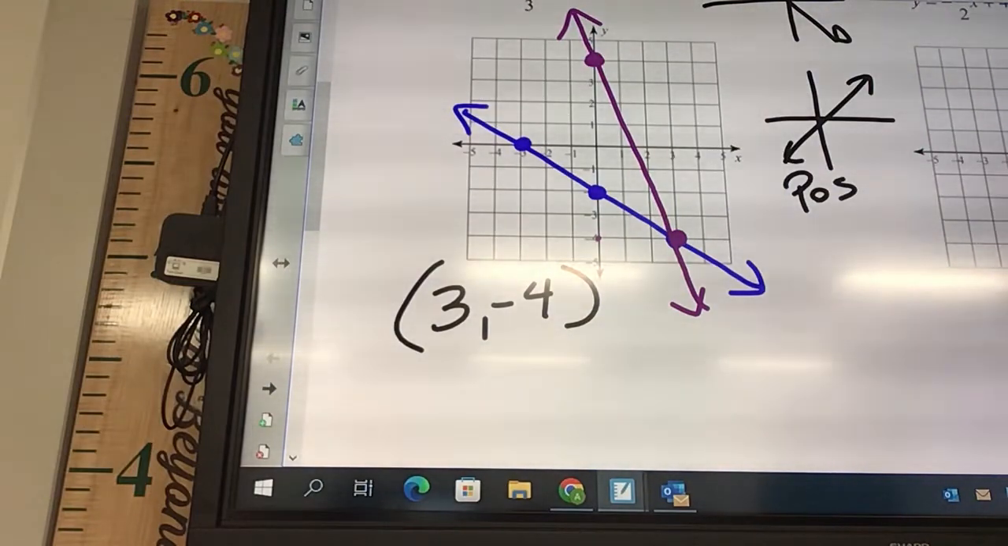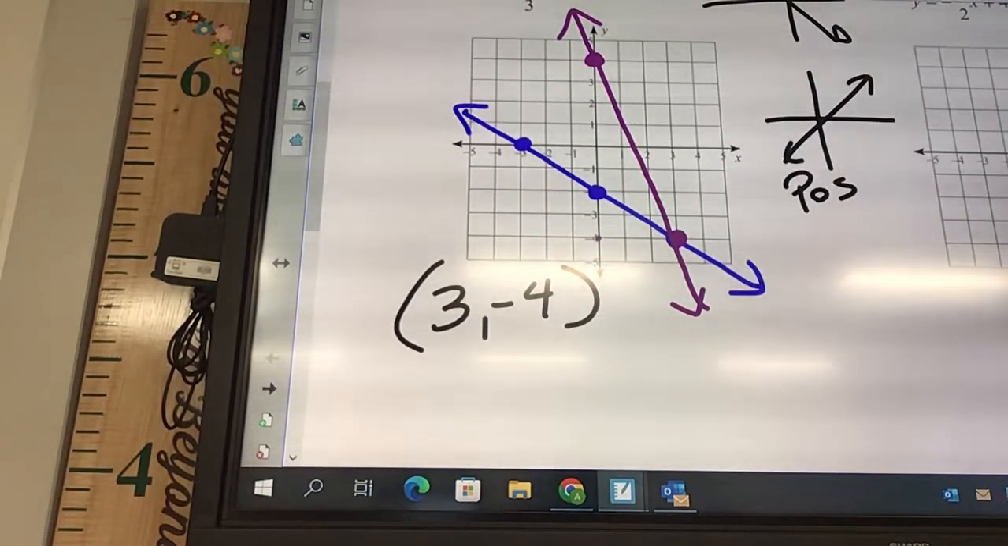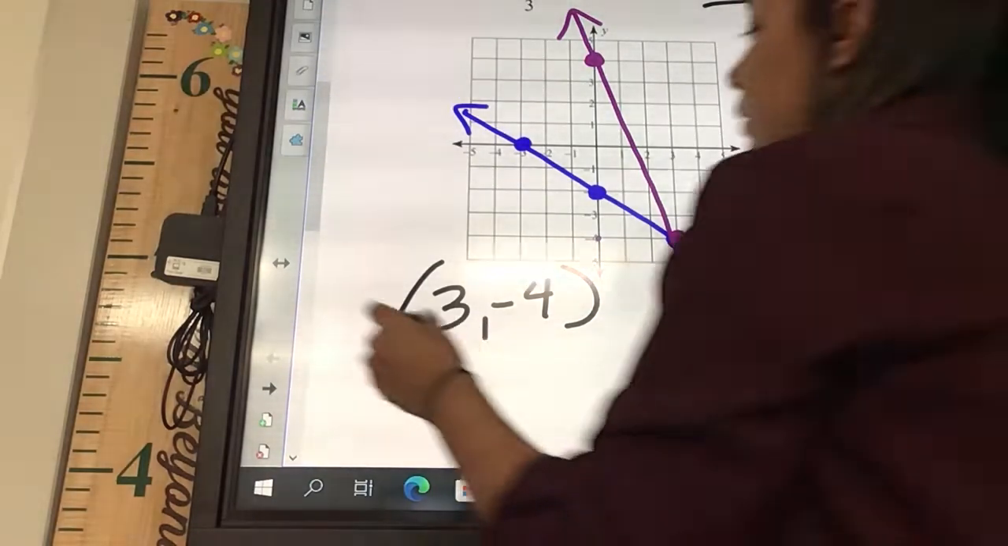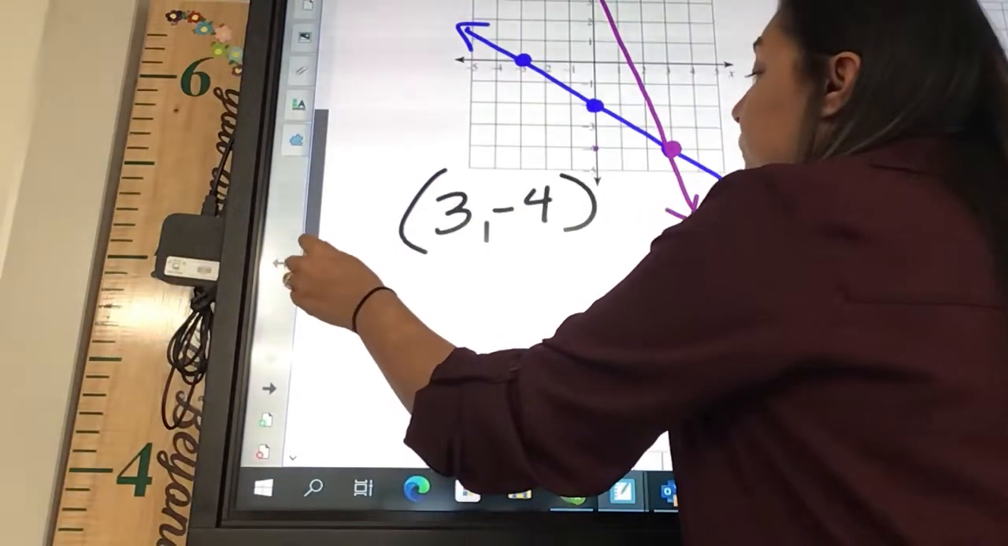Okay, what is that called? We talked about it yesterday. We learned 2 vocab words yesterday. A solution. Okay, that's our solution to what? Where are the vocab words? The system. Okay, what is the system? 2 equations on the same problem. So both of those equations, the x equals 3. In both of those equations, the y equals -4. Okay.